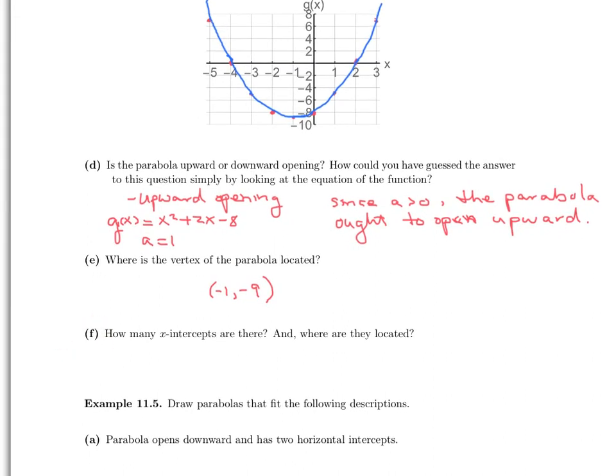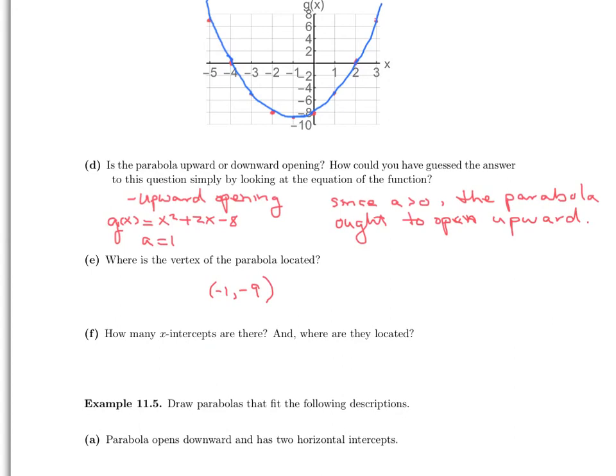Part F. How many x-intercepts are there, and where are they located? Again, x-intercepts are the values of x where the graph intersects the x-axis. You can see from looking at the graph that the graph intersects the x-axis in exactly 2 locations. So there are 2 x-intercepts. One of them is located at x equals -4. The other is located at x equals 2.